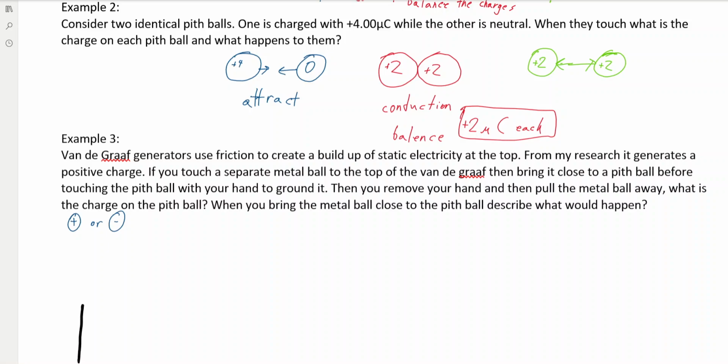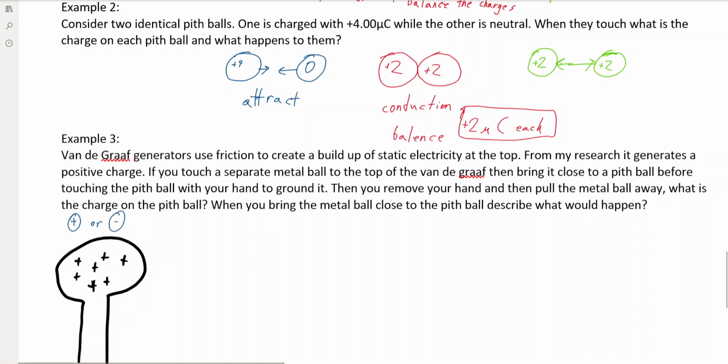Okay, here's the Van de Graaff generator. It has a whole bunch of positive charges over here at the top. Basically there's a belt inside that creates that, pulls the electrons down to the bottom. So anyways, it's positively charged up top, and then you take a separate object with a metal ball on a rod, and you touch the metal ball to the Van de Graaff generator. Essentially, what's happening is conduction. So that means this is going to become positively charged.